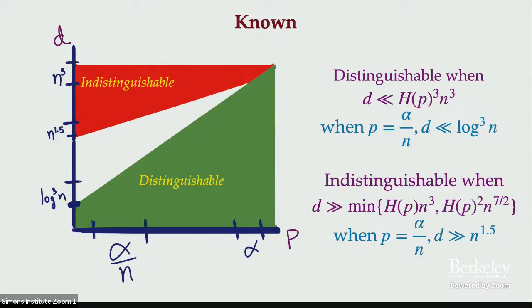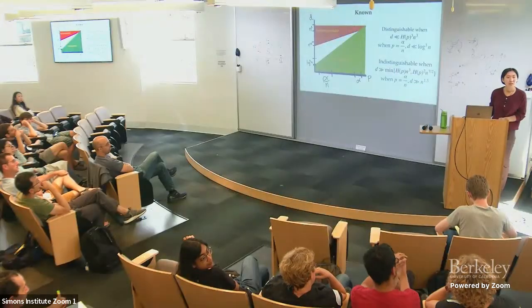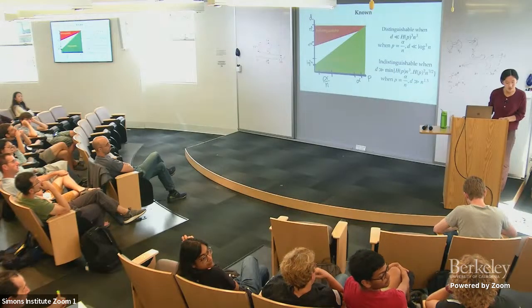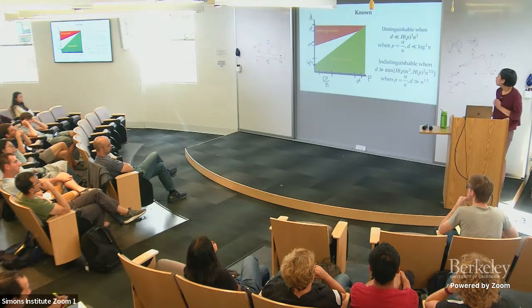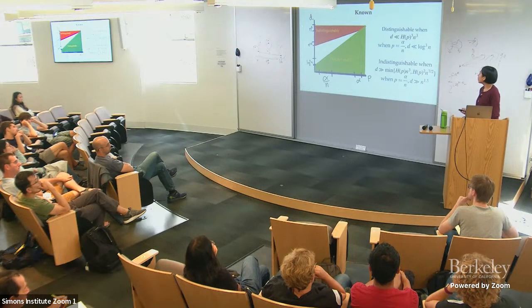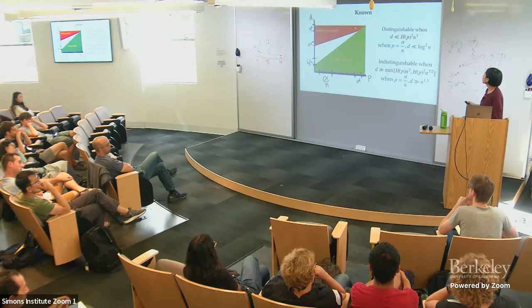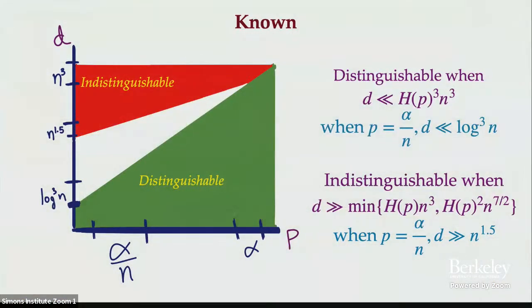Just to confirm, the red region is statistically indistinguishable and the green region is where there is an efficient algorithm. Right. This is the efficient algorithm, and this is statistically indistinguishable. Okay. And in the denser regime, essentially this gap is closed into the n cubed.